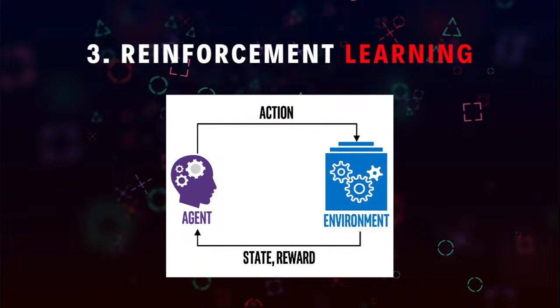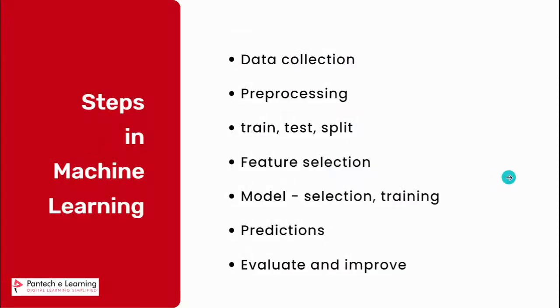Why? Because it's related to human life, right? Human safety is also included in this project. So when the car fully drives without human action, then only it is approved as a driverless car. Before that, it tries with another step, right? So that is reinforcement learning. Next one, steps in machine learning.